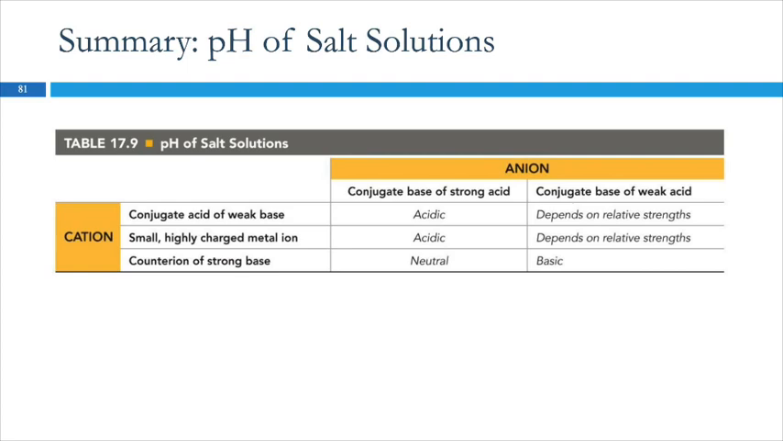So this summarizes the different possibilities. Our cations can be conjugate acids of weak bases, small highly charged metal ions, or counterions of strong bases. The anions could be the conjugate base of a strong acid or a weak acid. And so when you put these two together, these combinations will give you acidic, this will give you basic. These two over here depend on the relative strengths.